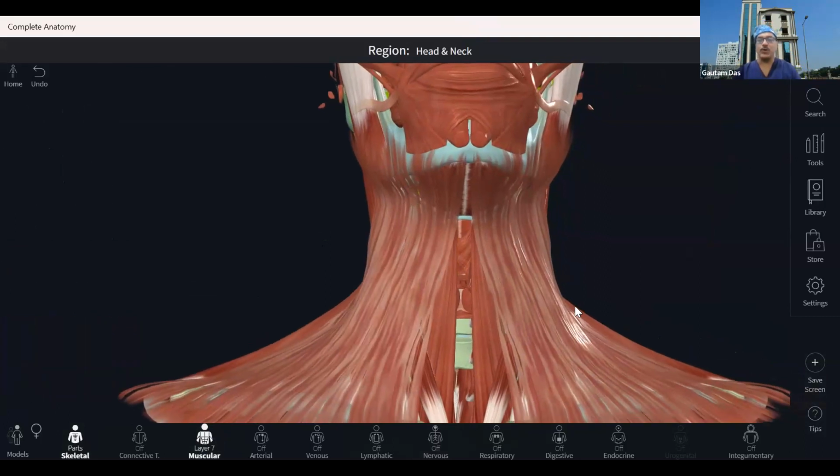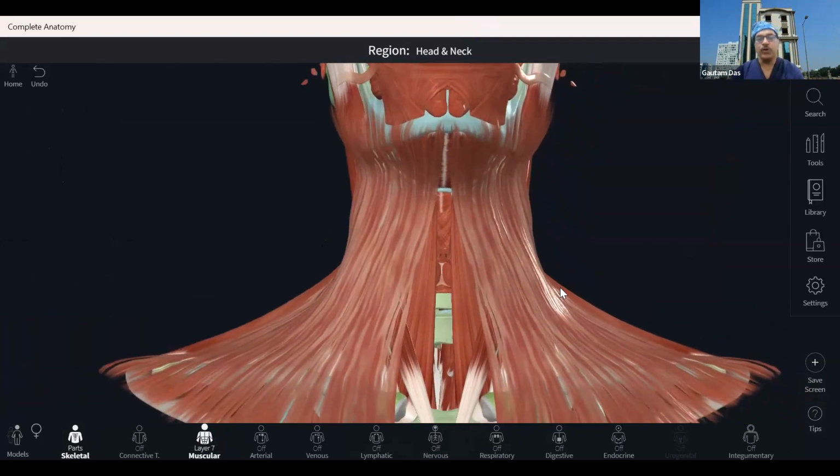So I'll be talking about the anterior neck, lateral, and then posterior neck. So let us learn the muscles there. The recording has started, Sir.